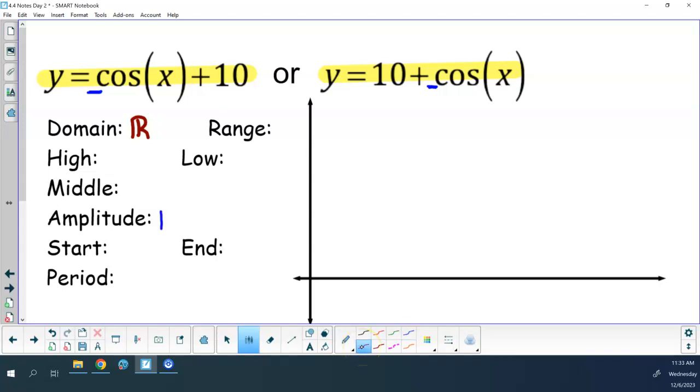What is the middle of this function? 10. The middle is this value after a set of parentheses or out in front. So my middle is 10. So now if my middle value is 10, what's my high value? 11. What's my low value? 9. Okay? So this switches to 11, which this switches to 9. So now my range is from 9 to 11.